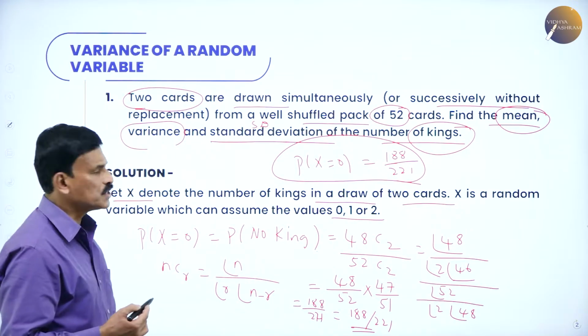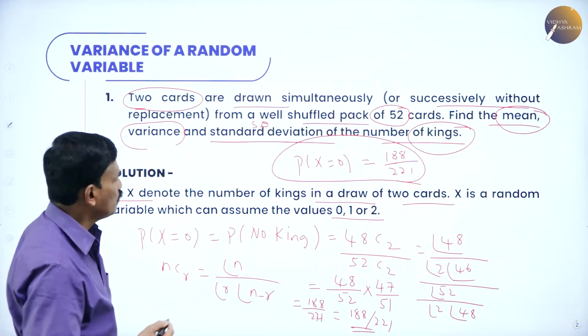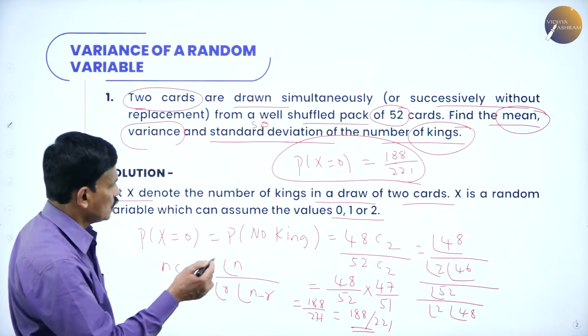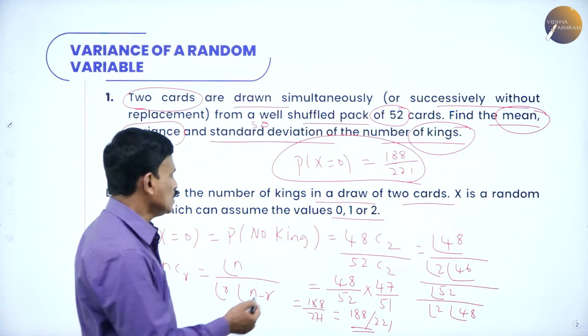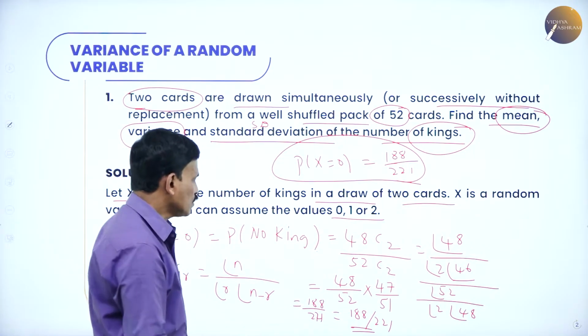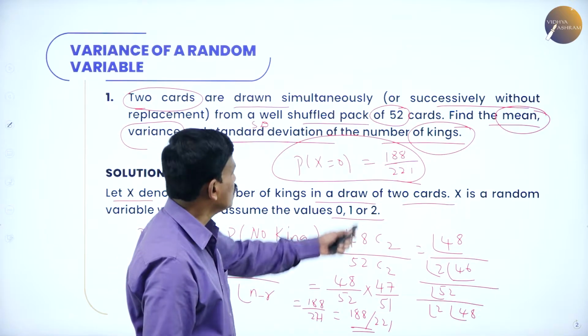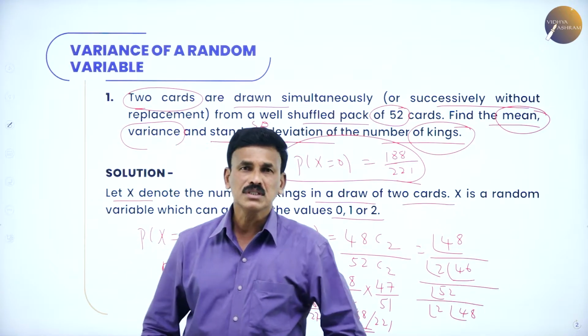If x is equal to 0, probability of no king is nothing but 48C2 divided by 52C2. So using nCr, n factorial by r factorial into (n minus r) factorial, this gives rise to 48 by 52 into 47 by 51. So that's equal to 188 divided by 221. So probability of x is equal to 0 is 188 divided by 221.